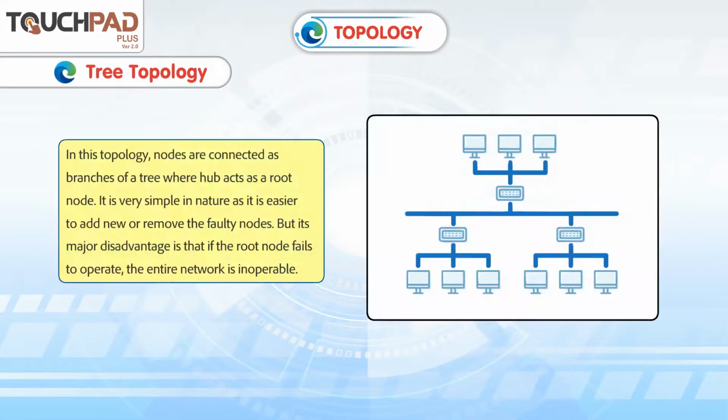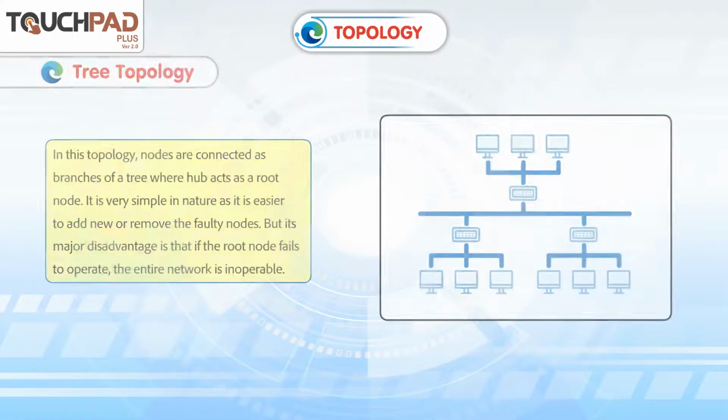Tree topology. In this topology, nodes are connected as branches of a tree where a hub acts as a root node. It is very simple in nature as it is easier to add new or remove the faulty nodes. But its major disadvantage is that if the root node fails to operate, the entire network is inoperable.